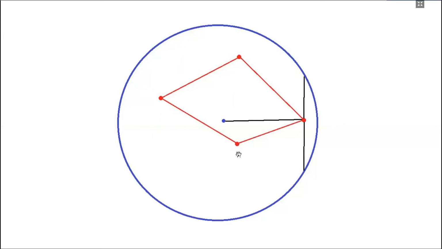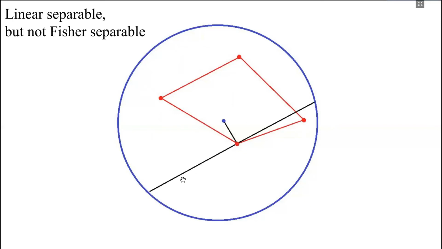But what about this point? We can draw the line through that point perpendicular to the line connecting the origin to this point. And you can see that this line divides all other points into two subsets. So this point is not Fisher-separable from all other points, and the whole set is not Fisher-separable.